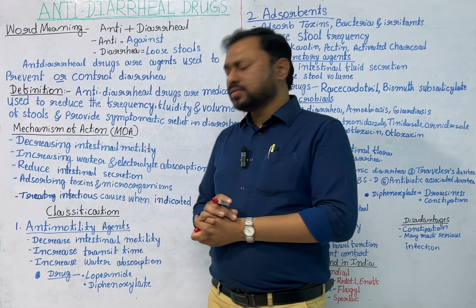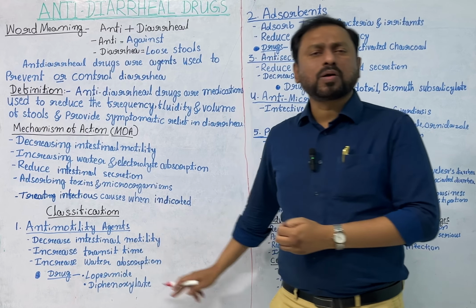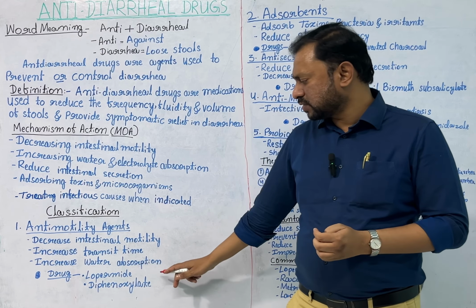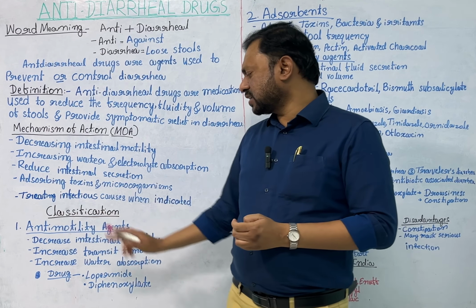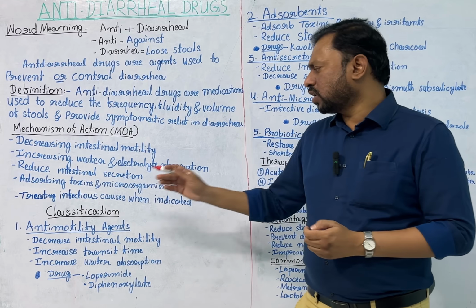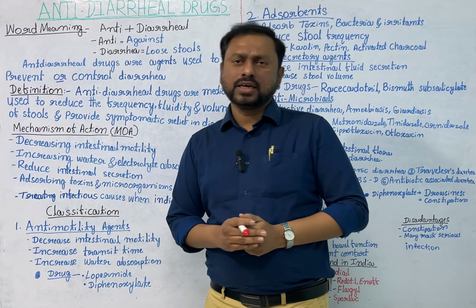Now the very common drug is Loperamide. The very famous brand is Imodium or L-dopers. This class of drugs acts like this. The second one is Diphenoxylate. This also comes under the anti-motility agents.